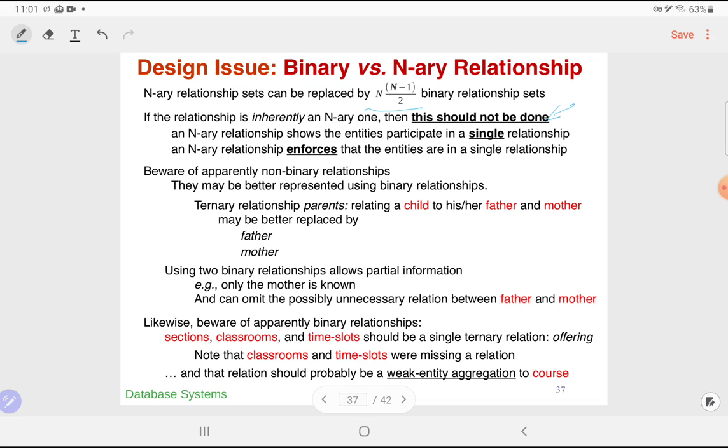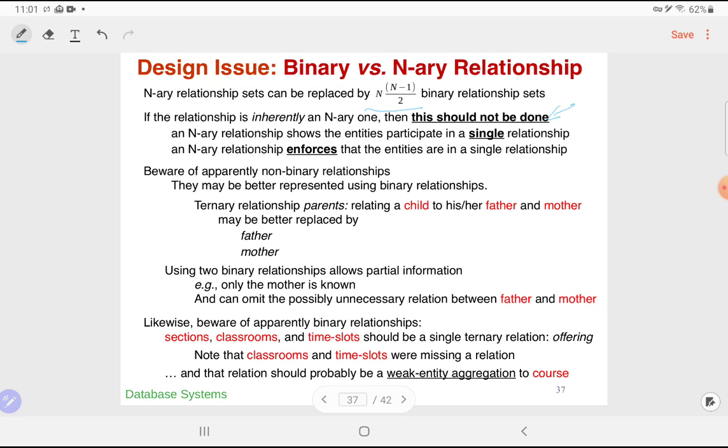An n-ary relationship shows that the entities participate in a single action. So, a person signs out a book from a library. 3 separate things. A company purchases parts from a supplier. 3 separate entities. They should all be connected in a single offering. A session is offered in a classroom at a time for a course. 4 separate entities. Okay?